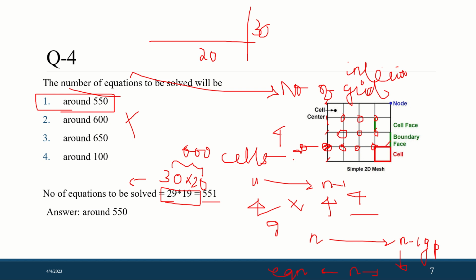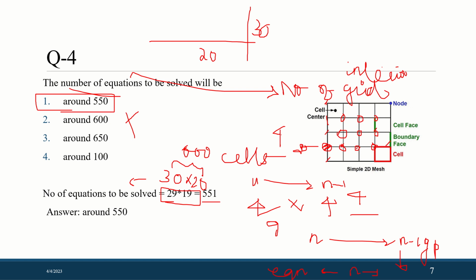I remember a similar question we have also solved in assignment 1 or assignment 2, somewhere near that, asking for the number of grid points or something. Yeah. Coming back, the number of equations to be solved will be 29 cross 19. That would be 551. So it is around 550 equations need to be solved. I hope this is clear. If any one of you has any doubt, please feel free to ask or put it in the chat box.